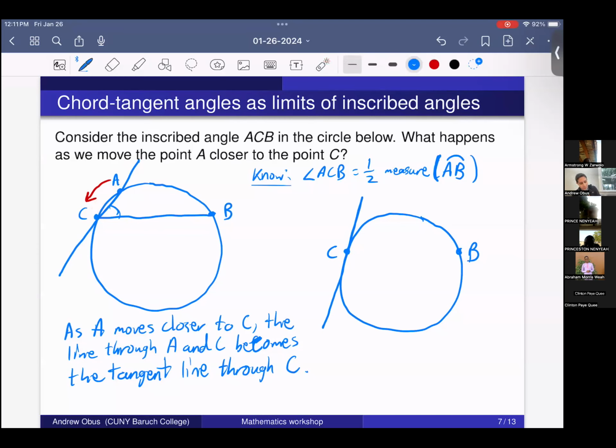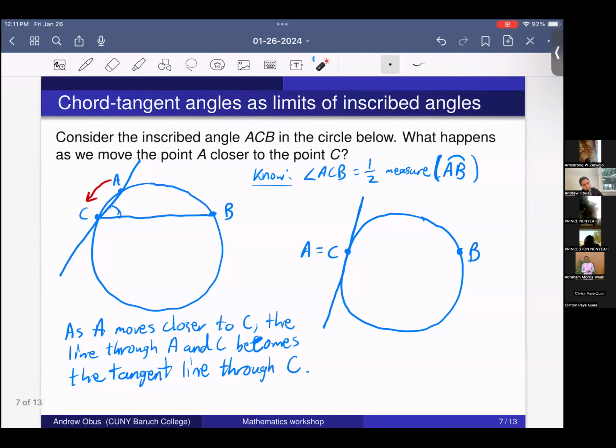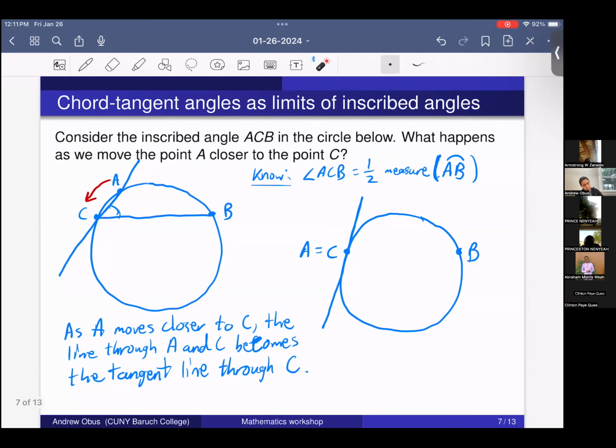So this would be C equals A over here, right? So if I'm asking what's the line from a point and itself on a circle, what's really happening is that if you imagine rotating this line through A as A gets closer to C, the line is going to end up, in the limit, just being equal to the tangent line.